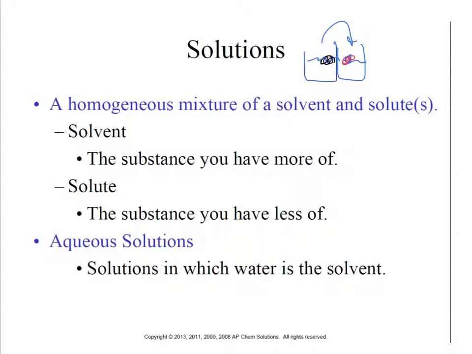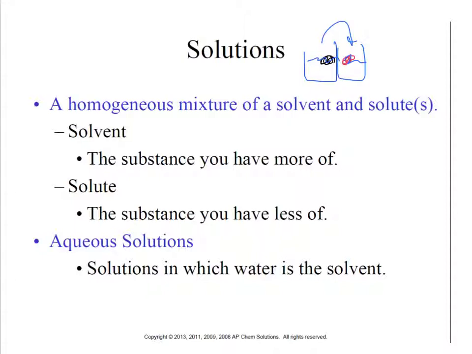So just to start off, some definitions of a solution. A homogeneous mixture is a solution. You can't really see the difference between the different parts. It's composed of a solvent and a solute. The solvent is what does the dissolving. The solute is what is dissolved. A great way to think about the difference is the solvent is the one that you have more of. The solute is the one that you have less of. And typically the solvent is the liquid, like water, and the solute is the solid, like salt.